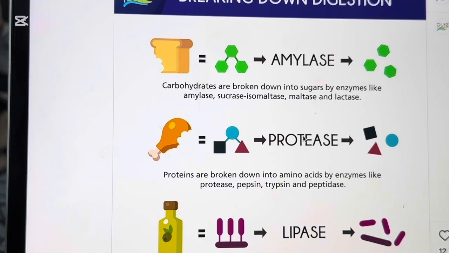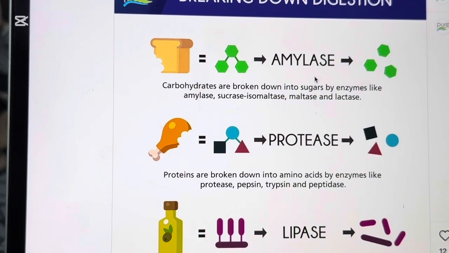Next we have proteases. Protease, they break down proteins. So the substrate here is proteins. The chemical bonds in the complex proteins are broken down by the protease and they are converted into simplest form, such as amino acids. And lipases, what they do is they act on fats by breaking the chemical bonds in the complex form. They convert it into simplest form, which is fatty acids and glycerol.